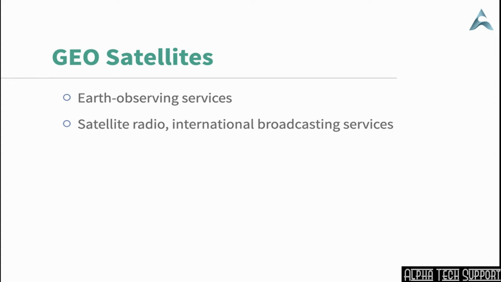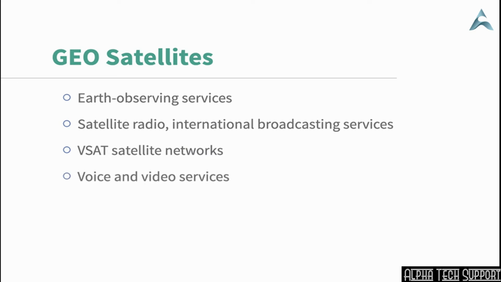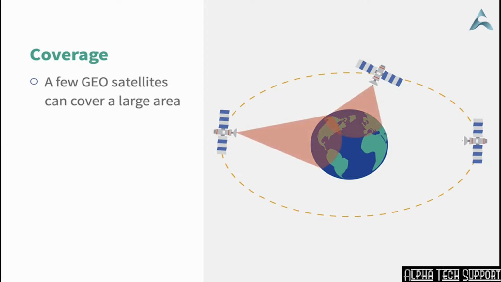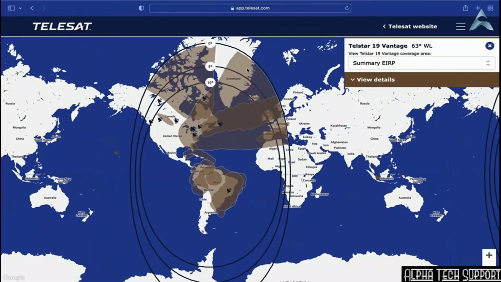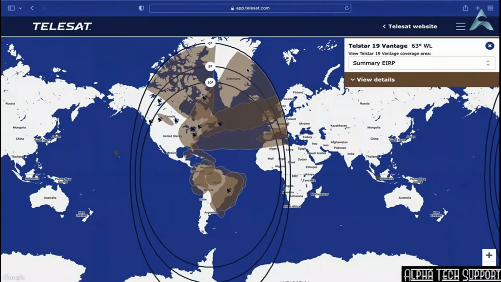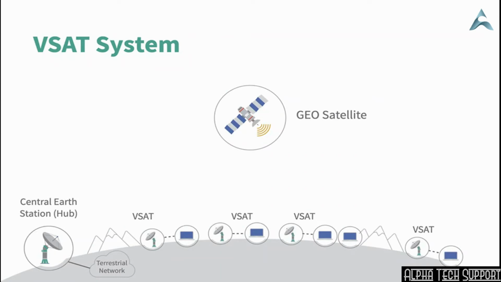The popular VSAT satellite networks typically use GEO satellites as well. VSATs can be used for voice, data, or video transmissions, for marine, mobile, and fixed satellite internet service. GEO satellites can cover a large area of Earth, meaning only a few GEO satellites can provide global coverage. As an example, the footprint of an operational GEO satellite can be shown here, where the outline shows the satellite coverage. Let's take a look at the VSAT system setup as an example.